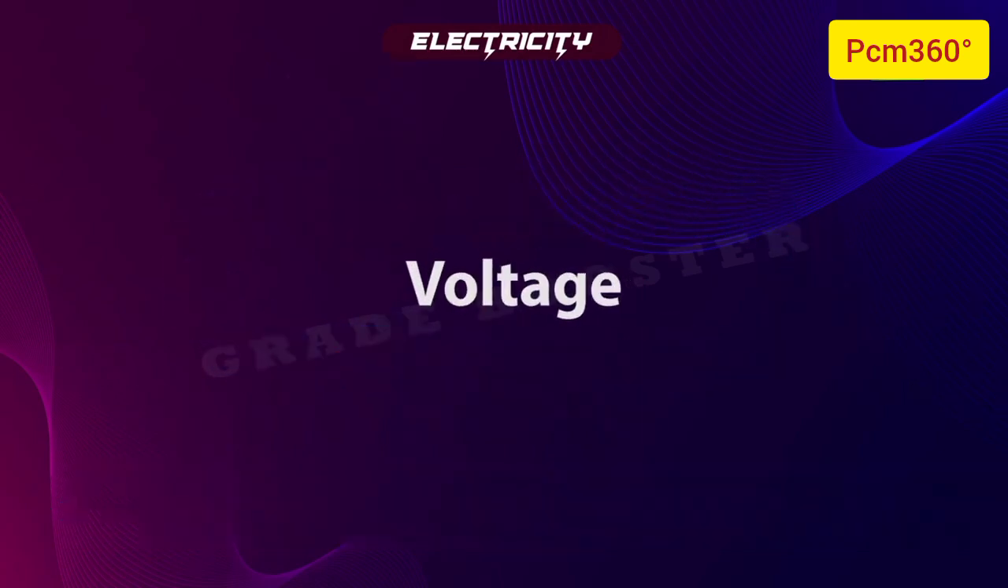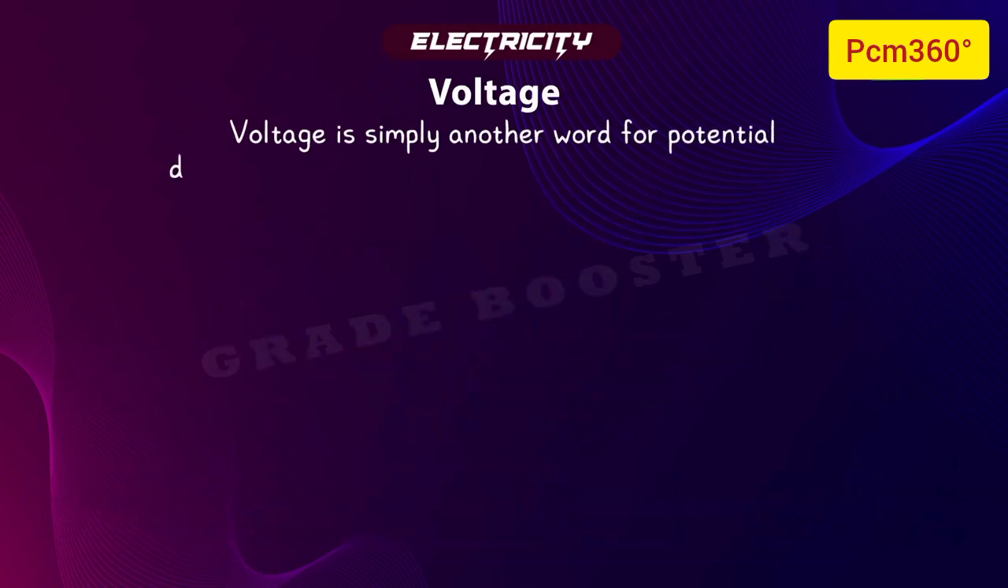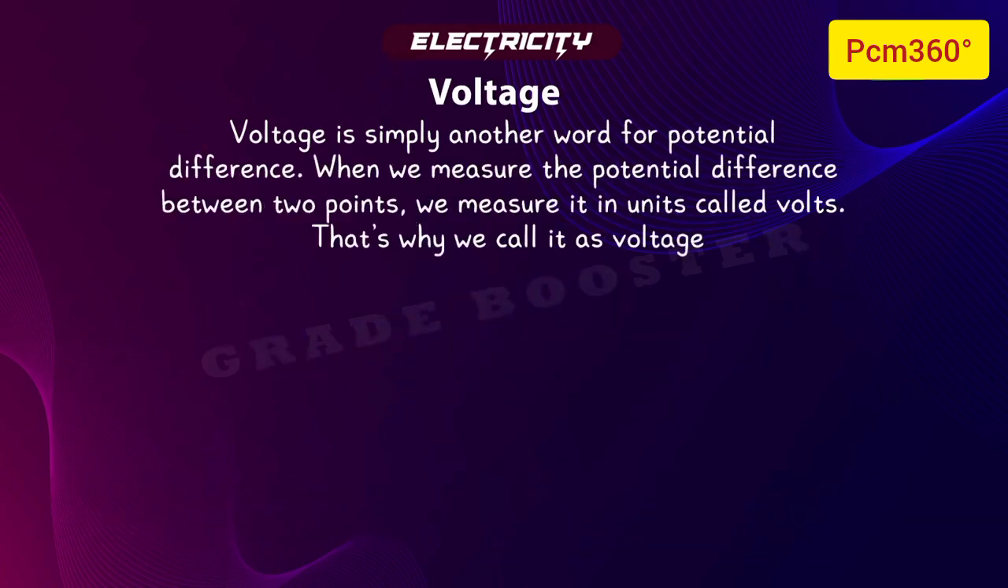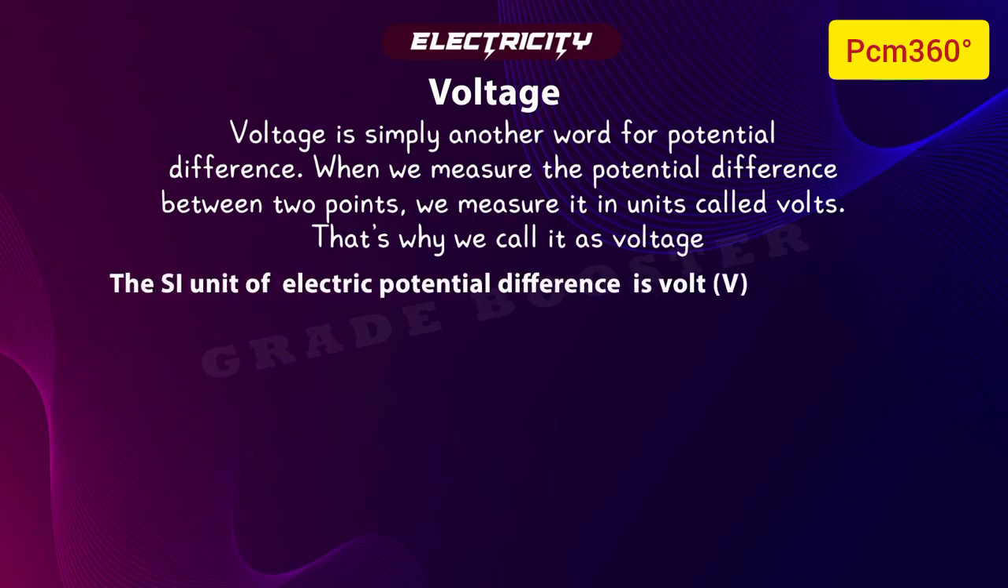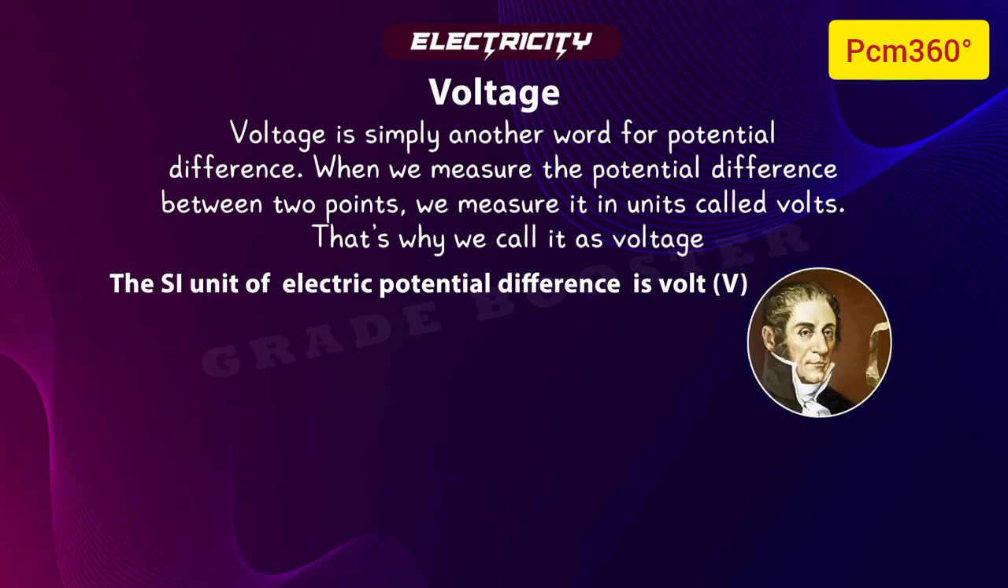Now let's see what voltage is. Voltage is simply another word for potential difference. When we measure the potential difference between 2 points, we measure it in units called volts. That is why we call it voltage. The SI unit of electric potential difference is the volt, V. It is named after an Italian physicist, Alessandro Volta.